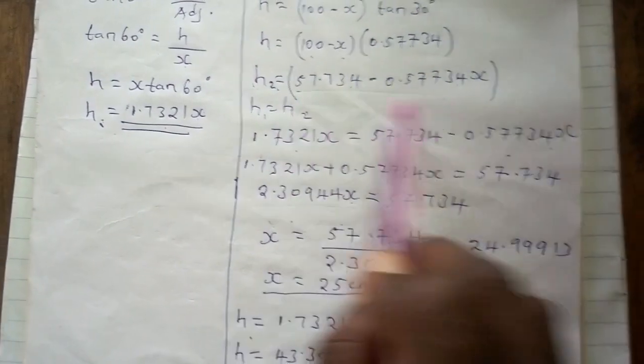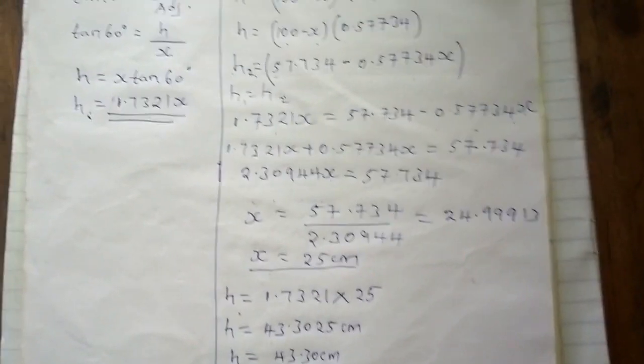So h is 43.3 centimeters. Again, you can find the value of x using the second h. The answer is the same.